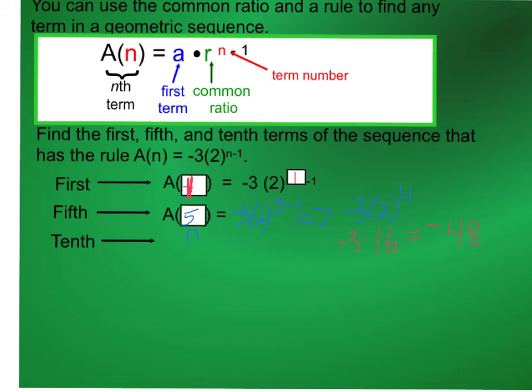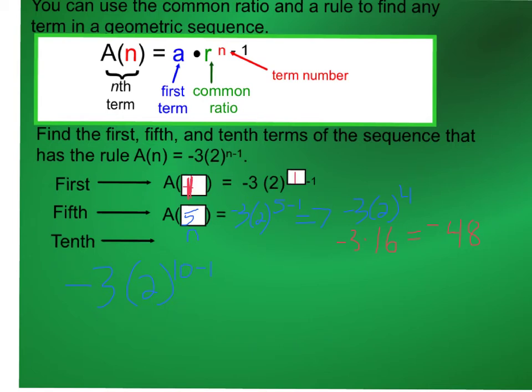Let's try the 10th term. Once again, I set up my formula. Negative 3 is my first term, 2 is my common ratio, and then I'm looking for the 10th term, so I do have to subtract 1 because the first term's already included in the formula.